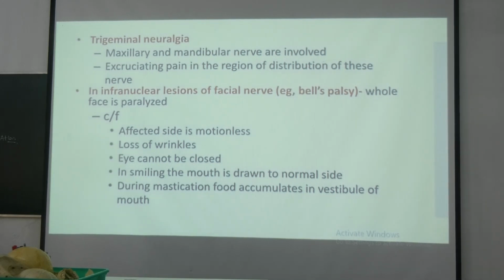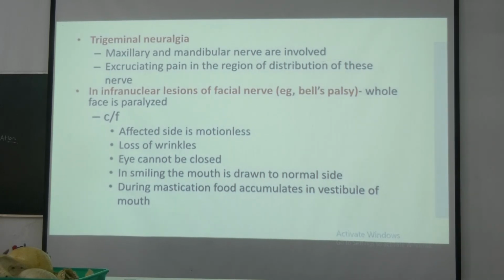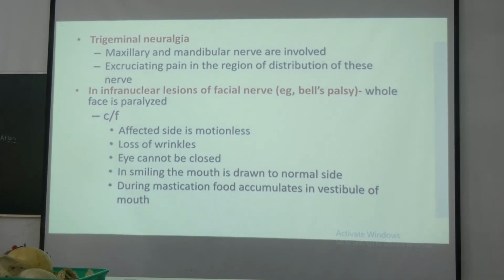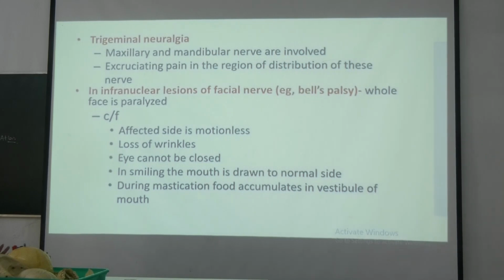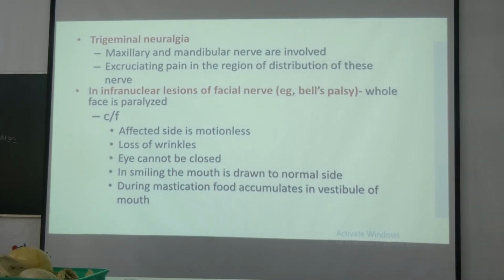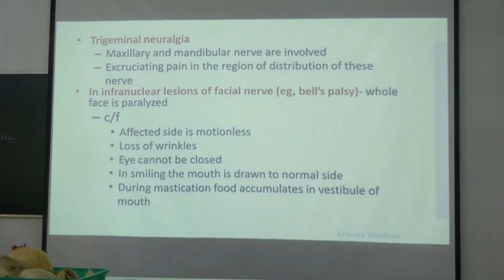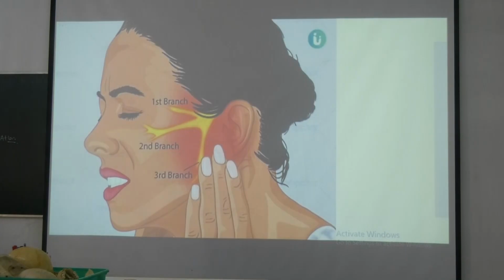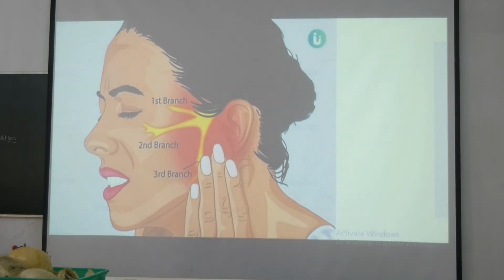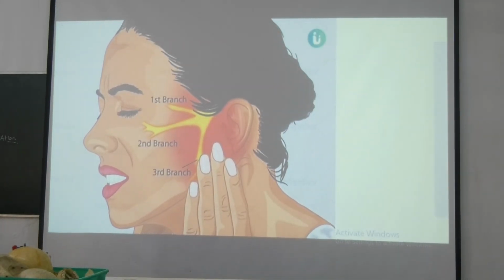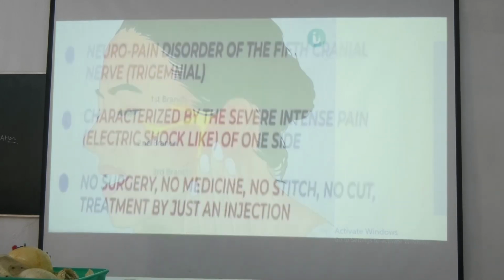So see, the ophthalmic nerve is spared. Okay, then excruciating pain, I am saying excruciating pain or unbearable pain, in this region, the distribution of this nerve. Okay, and what is this? That is Bell's palsy, that is infranuclear type of paralysis. Okay, so see, this is the thing, there would be pain involved in the trigeminal ganglion.